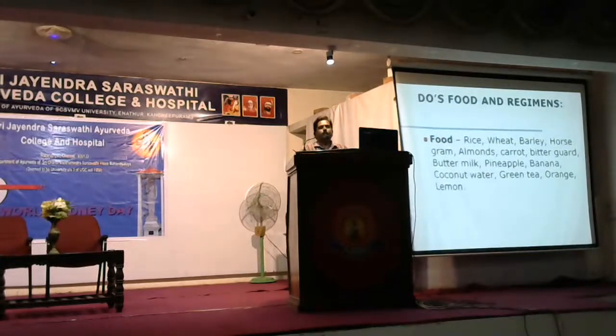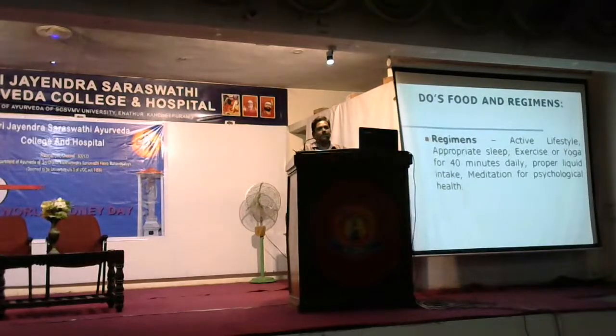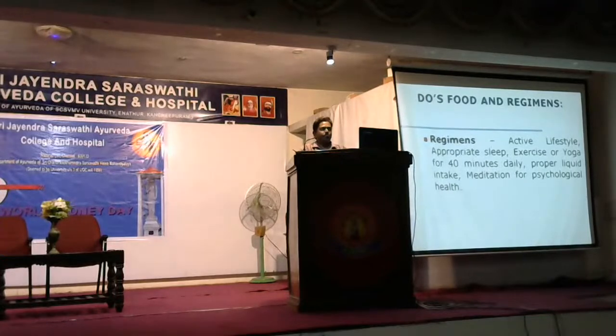And also one has to take more of this type of diet to avoid disease or enhance the health of the kidney: rice, wheat, barley, horse gram, almonds, carrot, bitter gourd, buttermilk, pineapple, banana, coconut water, green tea, orange, and lemon. These are good for the kidney and enhance kidney health. The regimens which can also be followed to enhance kidney health are an active lifestyle, appropriate sleep, exercise and yoga for 40 minutes daily, proper liquid intake, and meditation for psychological health.